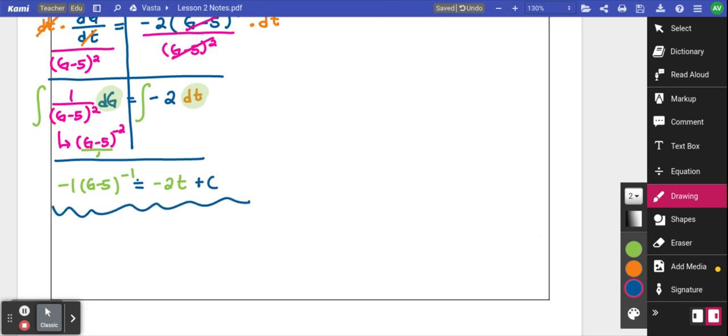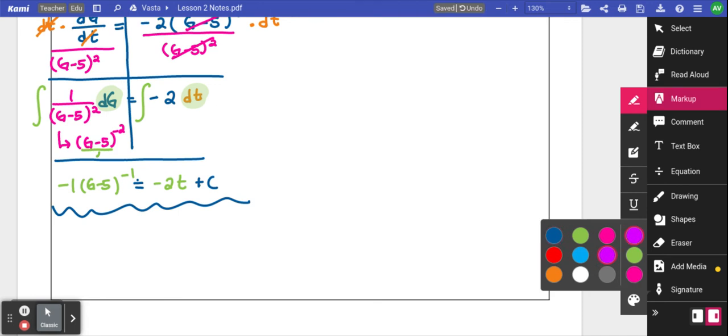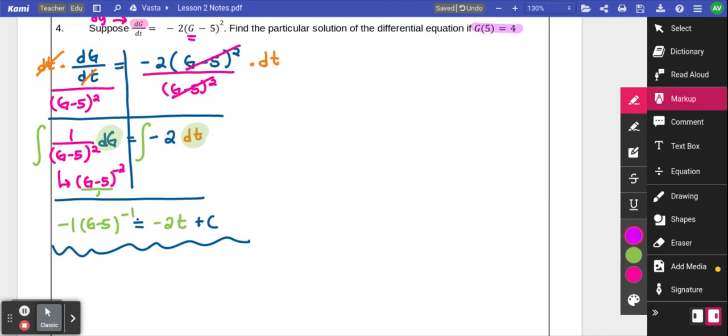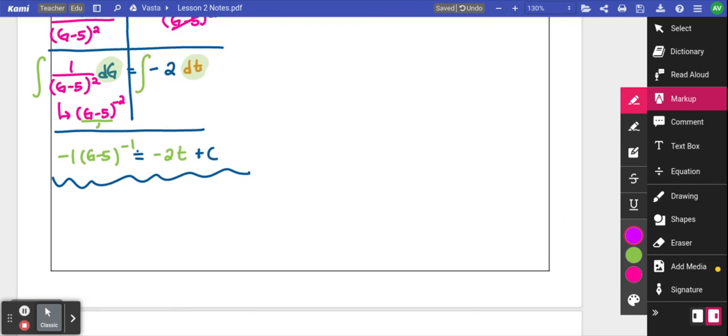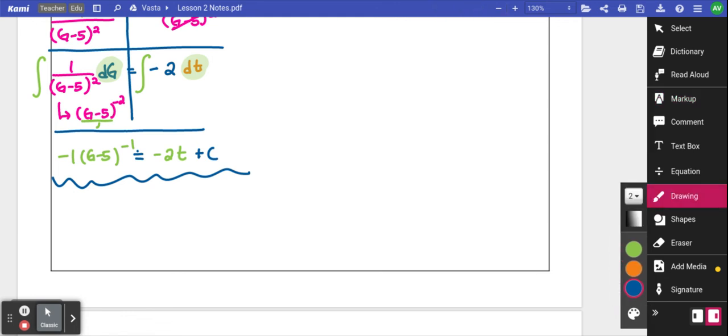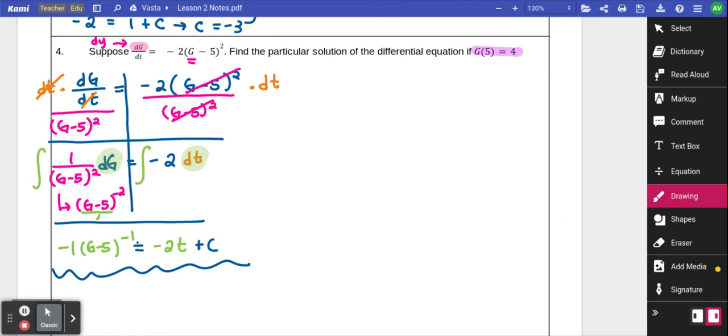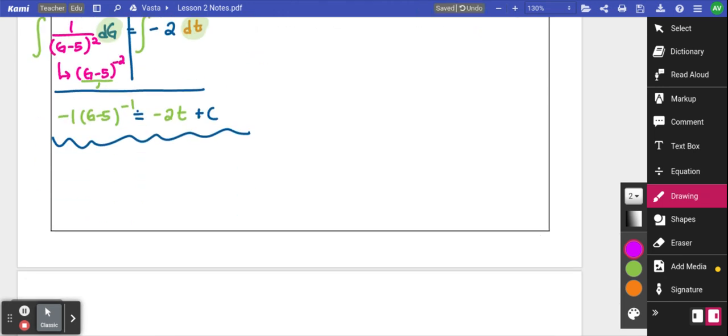Now I'm going to take a second and take that initial value that I was given in the instructions, which is that g of 5 is equal to 4, and I'm going to go ahead and plug that in. So when x is 5, y is 4. In this case, that would be like g and t. I'll label this so that everyone can see it. The input here is t and the output here is g. So I'm going to go ahead and plug that in.